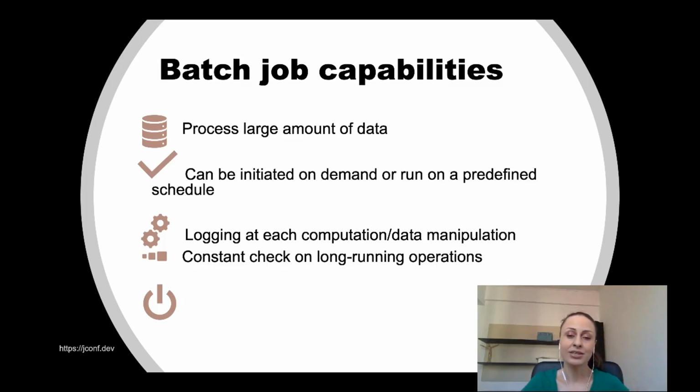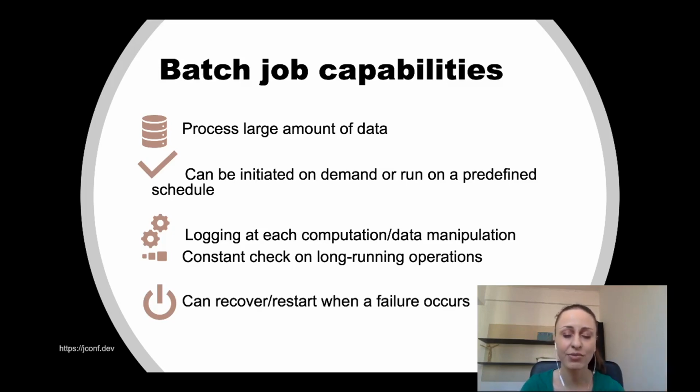Secondly, I had to constantly check on long-running operations, because when you're making a batch job, you kind of observe, depending on the amount of data that you're manipulating, how much time it will take, right? So when you do that, you can kind of anticipate how much time an operation should take. And you should check whether that operation is running optimally or not. And if not, then you should think about how you can recover and restart, because maybe a failure occurred.